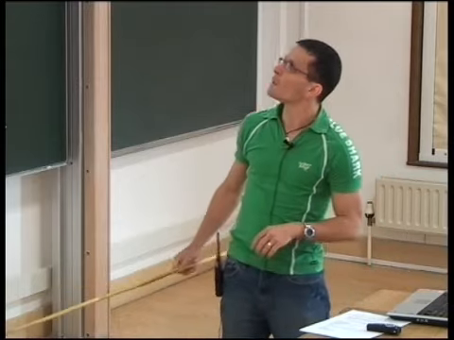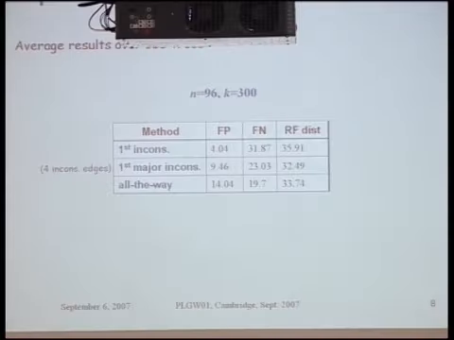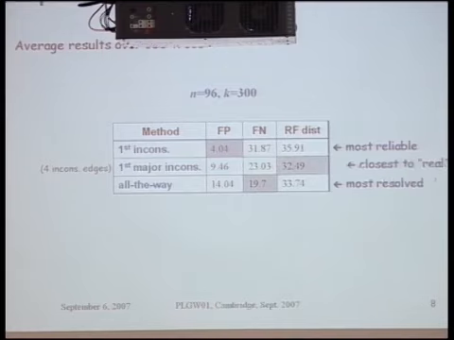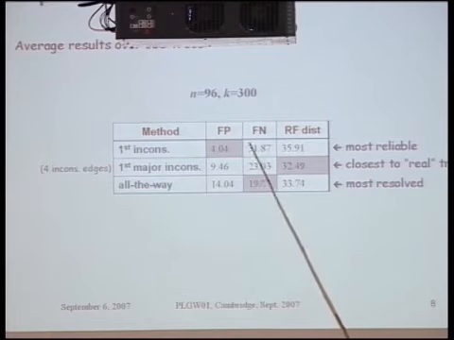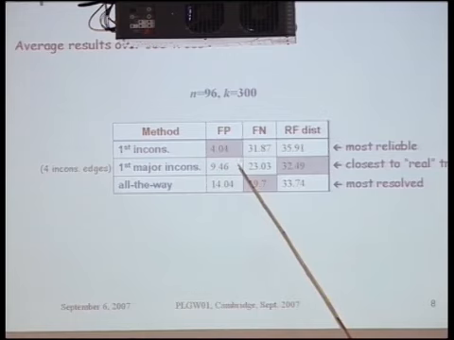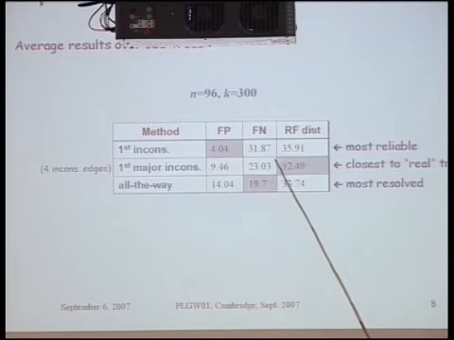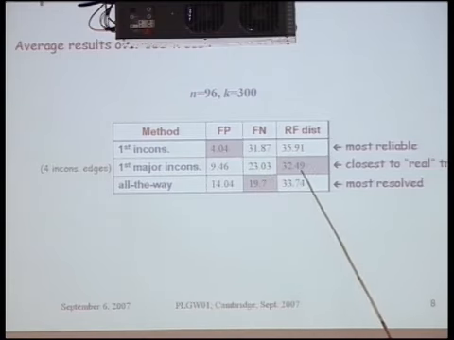So I'll finish with some average results on 100 trees, all of them 96 taxa. These are the three strategies we looked at, and we get more or less the same thing. Stopping after the first inconsistency gives us a very reliable result. Going all the way gives us the best resolution out of these, I mean the minimal false negatives, and the intermediate strategy gives us the closest tree to the real tree, but this is rather less significant.